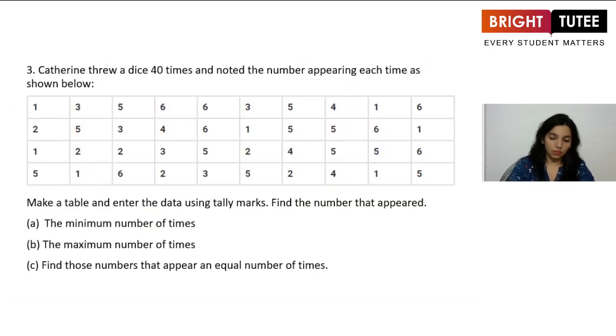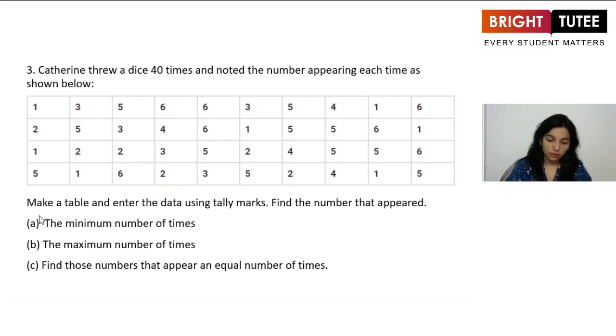Okay. Now moving ahead here, Catherine threw a dice 40 times and noted the numbers appearing each time as shown below. So what you see here in the numbers that you see, she was throwing a die and she threw the die 40 times, right? And whenever the die landed on the floor, she noted what number it has got. So I'm sure you know that a particular die has got six numbers on it, like on each face it is 1, 2, 3, 4, 5, 6. So you see all these numbers there.